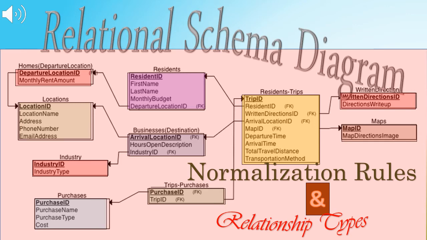And then the next entity we have is resident, and the tables that instantiate it are the residence table and the residence trips table. The resident takes part in either a walking trip or a bus trip to a single business in any given instance. And the resident's attributes are first name, last name, monthly budget, and possesses a departure location.